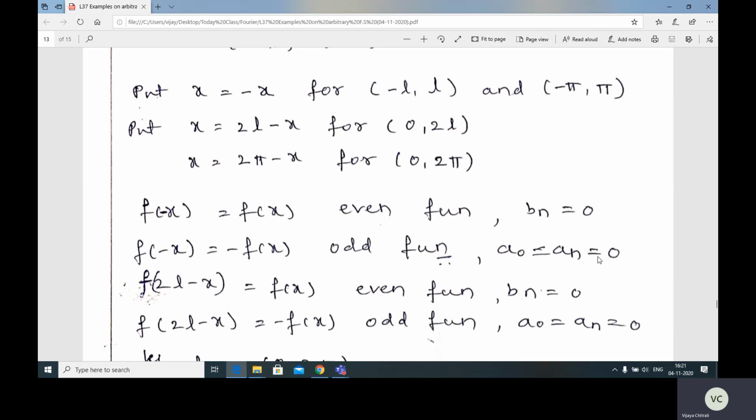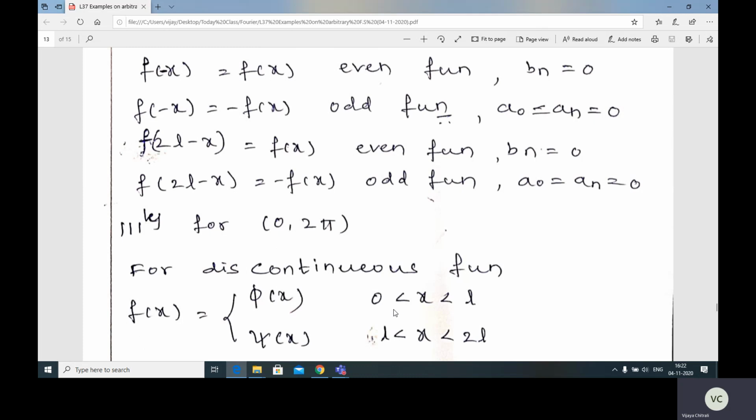If it is 0 to 2l, to check whether the given function is even or odd, substitute x as 2l minus x. If it is 0 to 2 pi, substitute x as 2 pi minus x. If you get plus f of x, even function, minus f of x, odd function. Even function, bn is 0; odd function, a0 and an both equal 0. And this is for a continuous function.